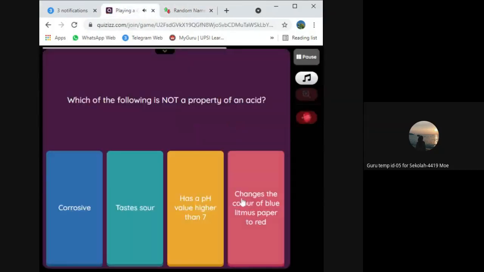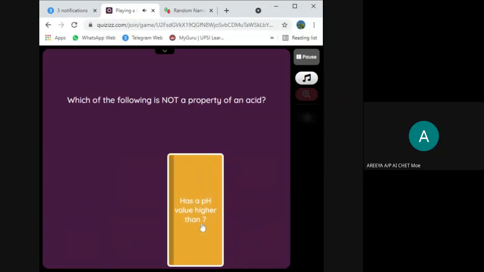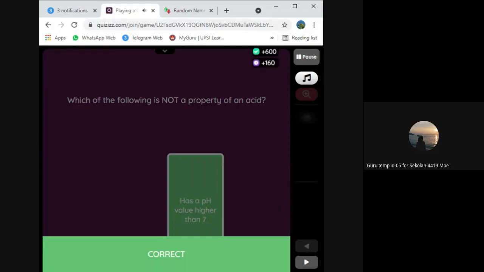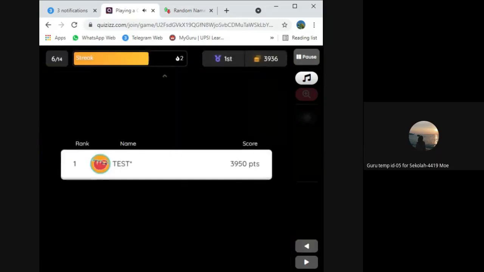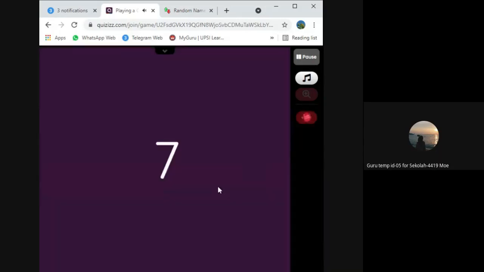Arya, right? Okay, so which of the following is not, the keyword is not, a property of an acid. Has a pH value higher than 7. This is the orange one. Yes. Okay, so a pH value higher than 7 is an alkaline substance, right?